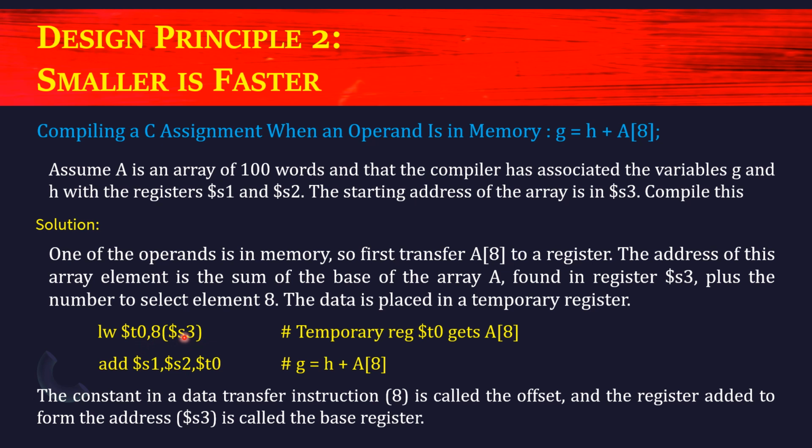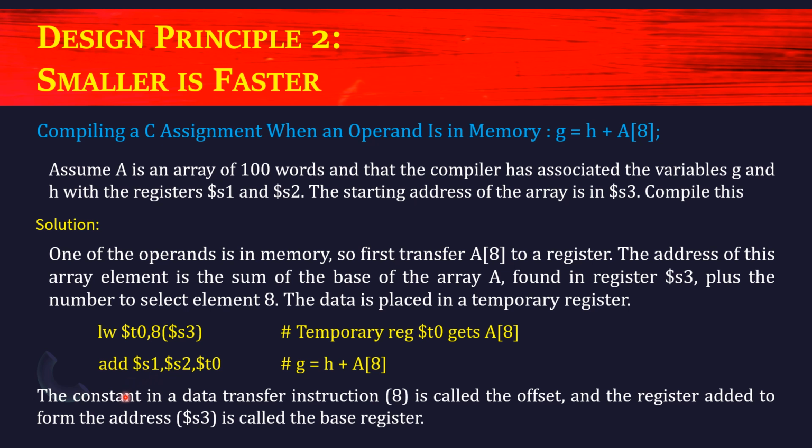To the starting address in $s3 we are adding 8, taking that element, and it is stored in $t0. Now we got the element in the temporary register $t0. Now we need to add that with h and store it in g. The register corresponding to h is $s2, so we add $s2 with $t0 and the result is stored in $s1.